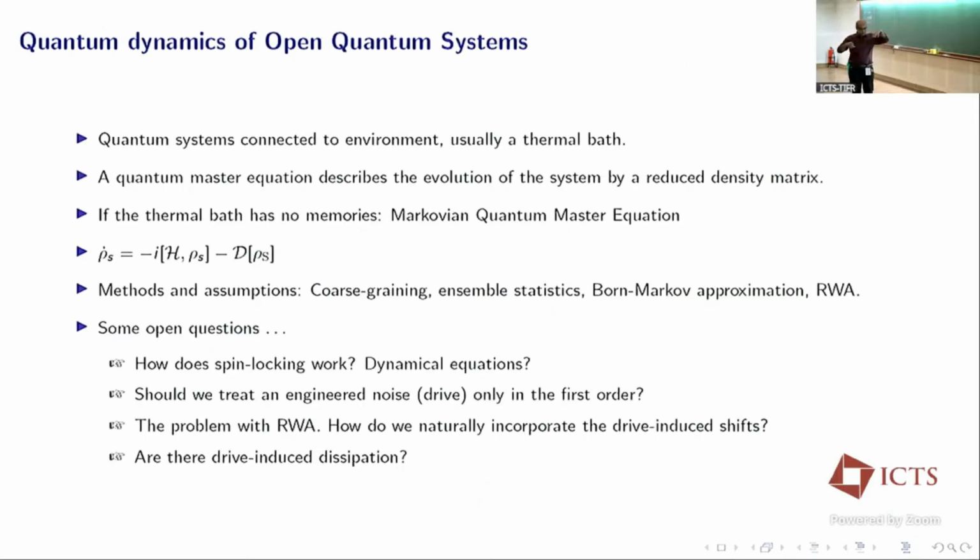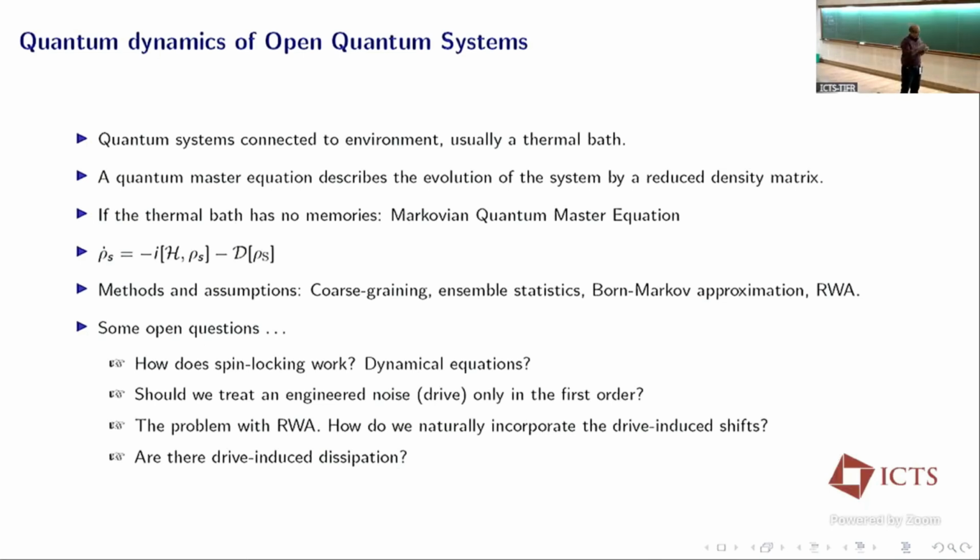Then there are other questions. For example, in a master equation, the drive goes in the first order. But if we control the drive, like we create an engineered noise, a stochastic term, should it not go to a dissipator? For the spins, it's not possible to distinguish what comes from the bath and what comes from a stochastic drive.